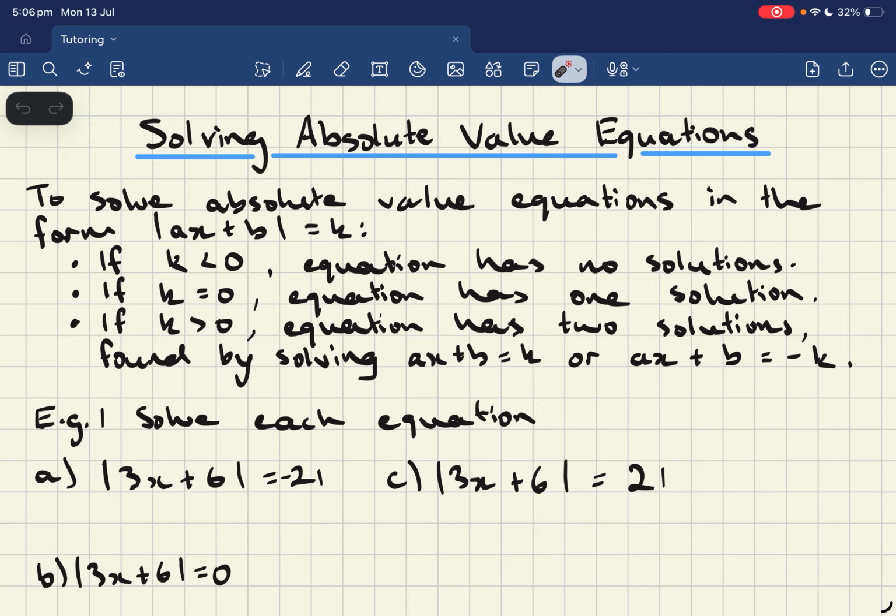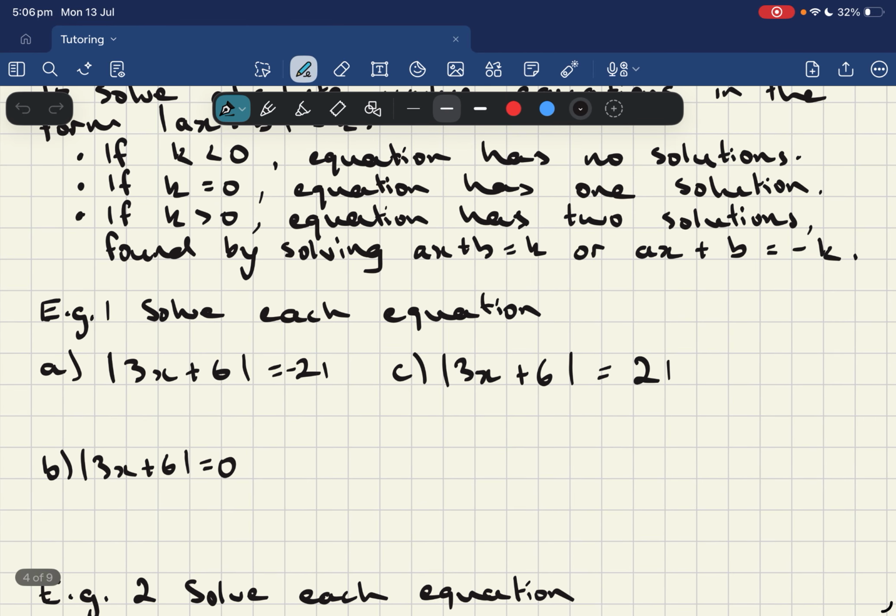And if k is greater than 0, the equation has two solutions, which we can find by solving two kind of mini equations. One is the positive case, ax plus b equals positive k, and the negative case, where ax plus b equals negative k. And we're going to show that these are, in fact, solutions by subbing them back into the equation and checking that they work. Now, we're going to solve the first three here.